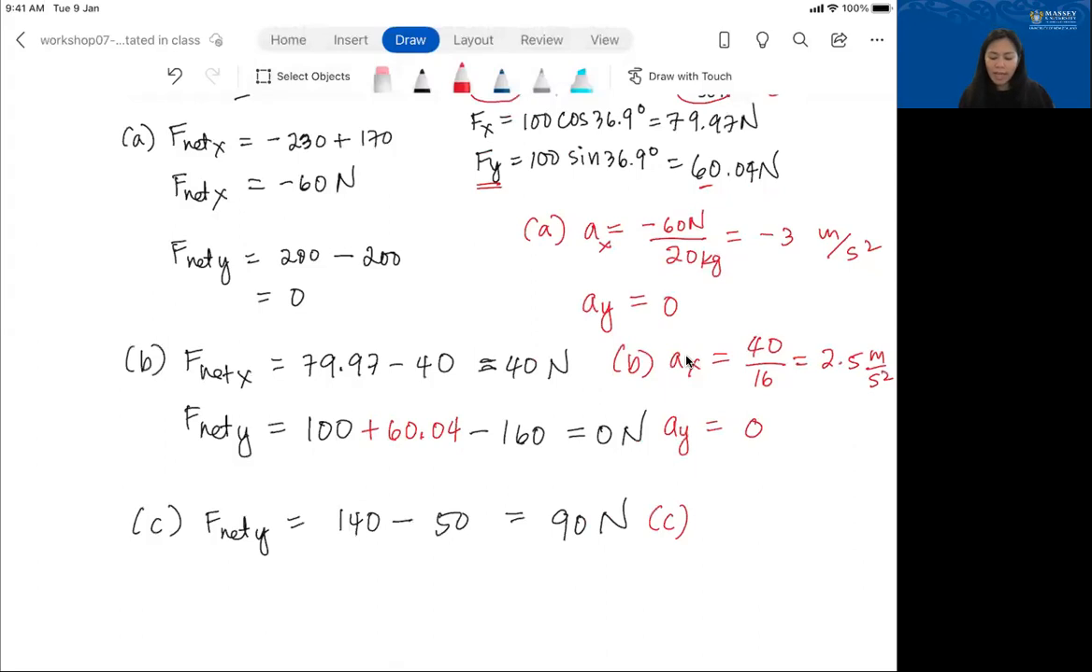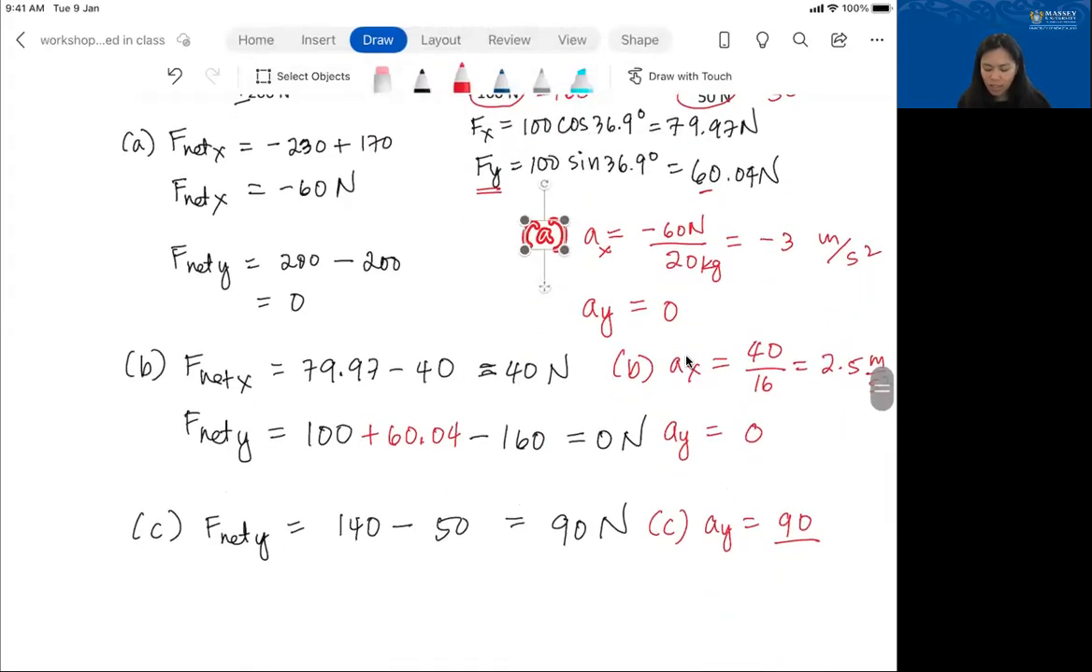Okay, and then for the last one, you only have an acceleration along the Y. Net force along the Y is 90 divided by the mass, which is 5 kgs. So that will give you an acceleration of 18 meters per second squared.